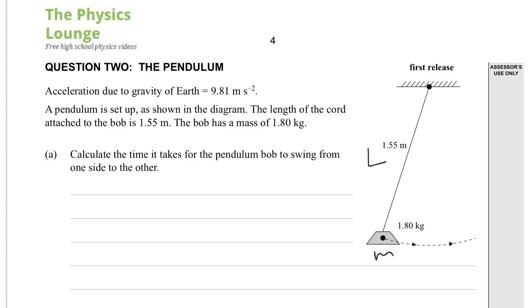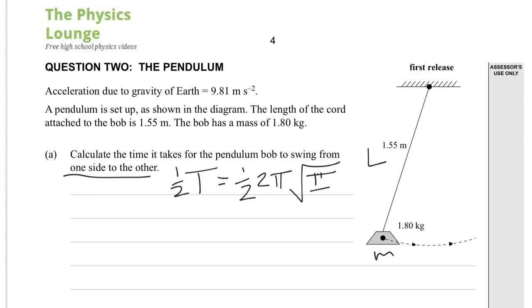Now, one side to the other is half the period, so we have to use half of the equation to find the period of the pendulum, which is 2 pi square root L upon g. It's under the square root. So you can see that the 2 and the half are going to cancel, so we're left with half the period equaling pi square root L upon g. We're told the length, we know gravity. And we could just plug numbers in and do that calculation.